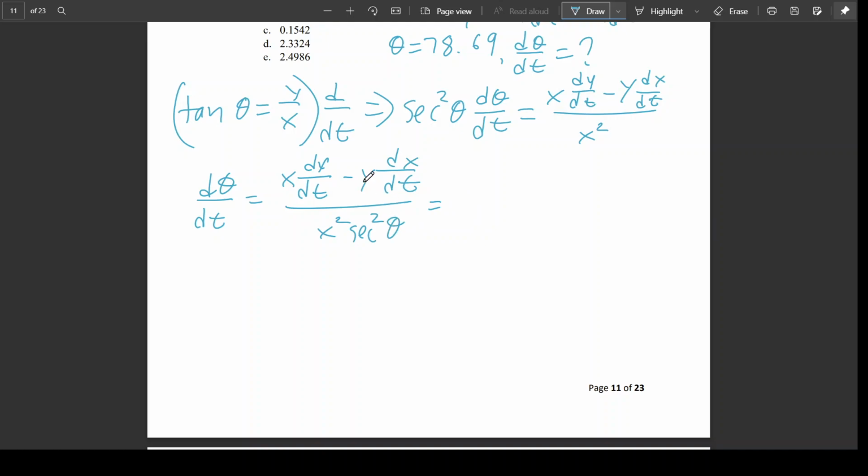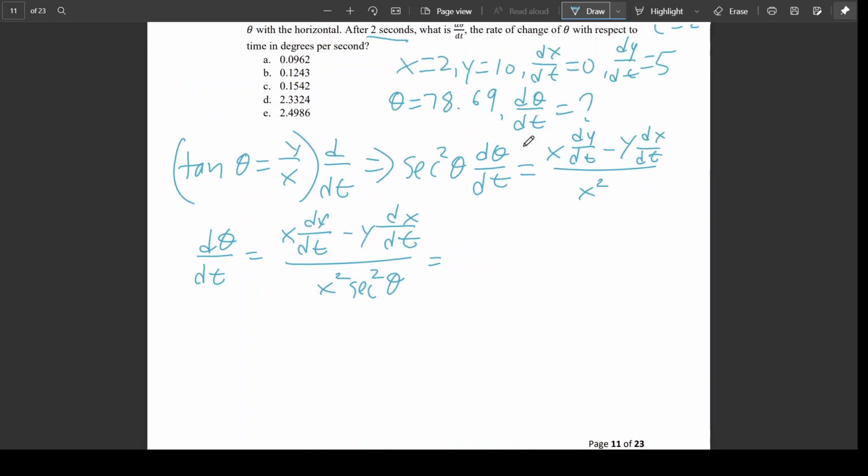And what this is, I can plug in all my numbers from up here. So x is 2, dy dt is 5. This is going to be 2 times 5, which is 10. And then minus y, which is 10, times dx dt, which is 0. So I'm going to be subtracting 0. And then I'm dividing by x squared, which is 4, times secant squared theta.